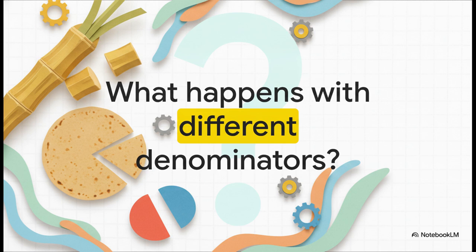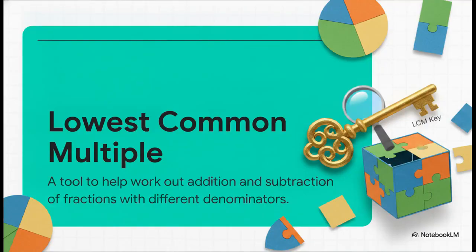Remember, the denominator is that bottom number. It tells us exactly how many pieces make up the whole thing. If you've got one piece that's a half and another piece that's a third, well, they just aren't the same size, are they? So how on earth can we possibly add them together? To solve this exact problem, we pull out a very special tool, the LCM, or lowest common multiple. Now, what is it? Simply put, it's the smallest number that both of your bottom numbers can multiply into.